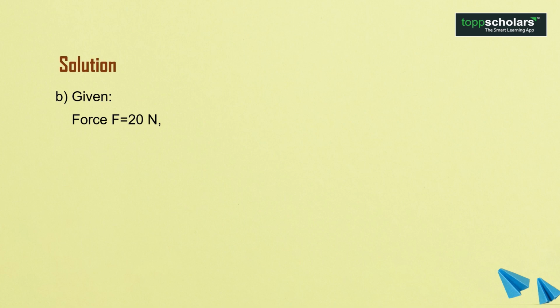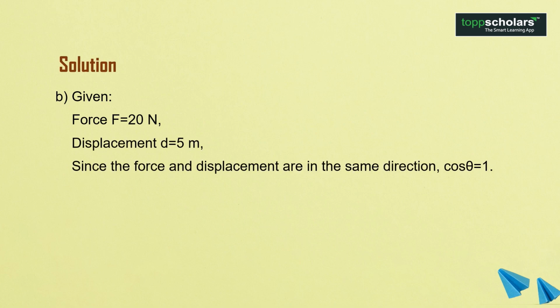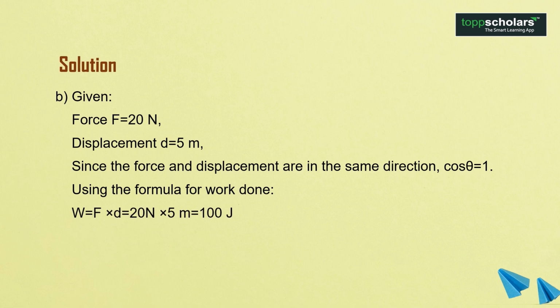Part B, force is given 20 newtons, displacement is 5 meters. Since the force and displacement are in the same direction, cos theta is 1. Using the formula, work done is given by force into displacement, that is 20 multiplied by 5. 20 newtons multiplied by 5 meters, that is 100 joules. So the work done is 100 joules.